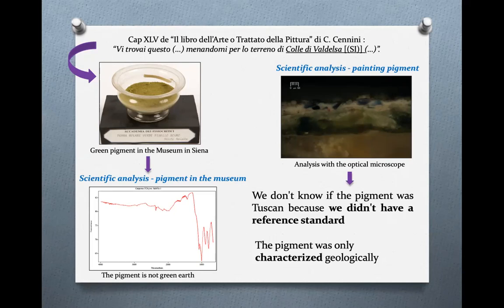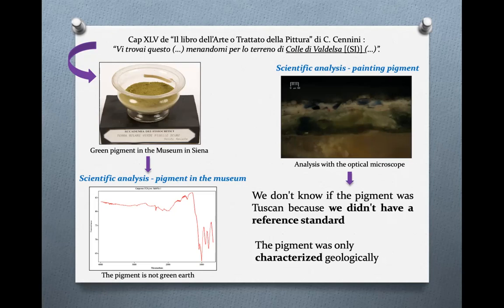So after that, I continued to study my painting, and I made scientific analysis on the green earth of the wall painting. After this analysis, we don't know if the pigment was Tuscan, because we didn't have a reference standard. The results of the analysis were negative. But they are very important, because when you make a scientific analysis, a negative result is also a result. So our result is that we don't have a Tuscan standard of green earth, but it's okay.